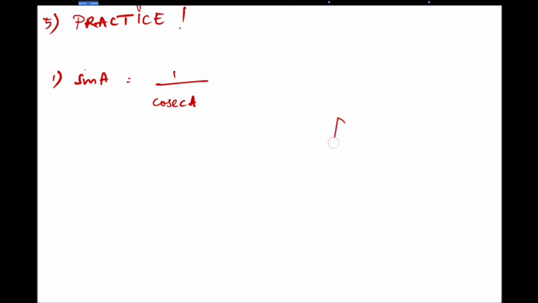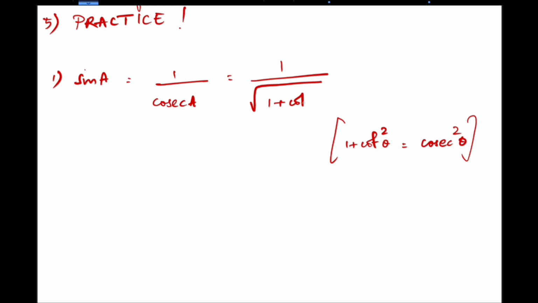We also know that 1 plus cot square theta is equal to cosec square theta. By this we know that cosec theta is root of 1 plus cot square theta. In this question we can keep the denominator as such because we are just here to represent and not solve and not prove.